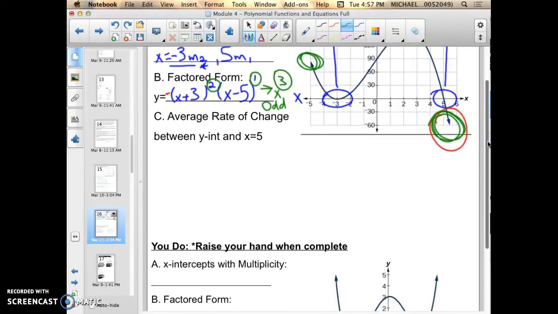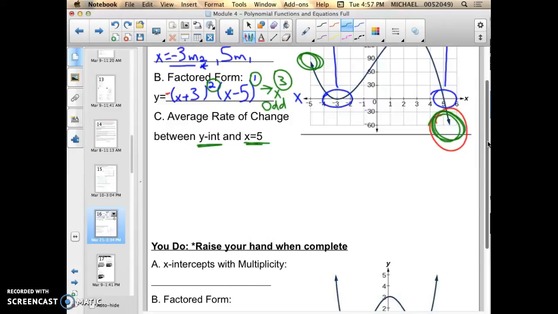And finally, the last piece is average rate of change. And we've talked about average rate of change before, but you're going to see this for the rest of Algebra 2, so I need to go through it a little bit more. It differs a little bit based off of the information that it gives you.